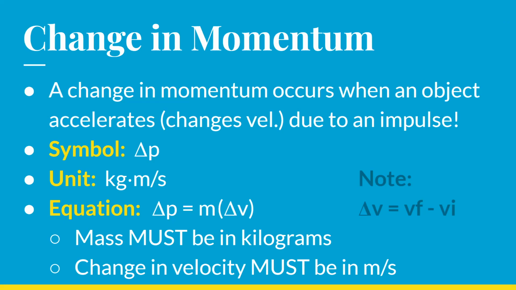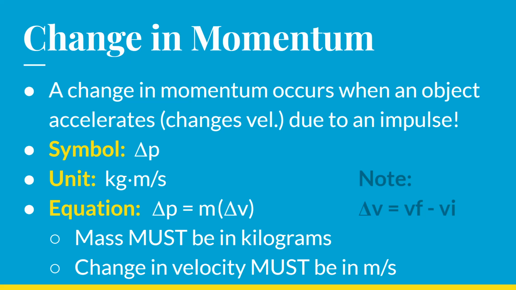All right, so change in momentum. A change in momentum occurs when an object accelerates or changes its velocity due to an impulse. Change in momentum is delta P. Delta in math terms means change, and P is momentum. So delta P is change in momentum. The units for change in momentum are kilogram meters per second, and the equation is delta P, or change in momentum, equals mass times change in velocity. If your velocity changes, so will your momentum, and it will change due to an impulse.